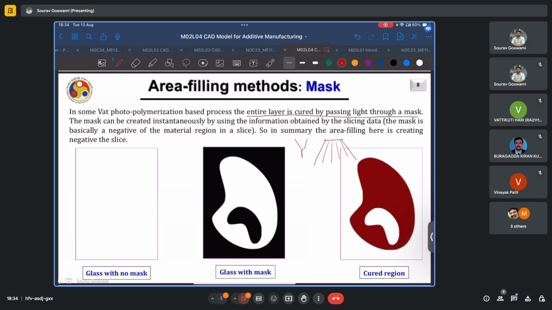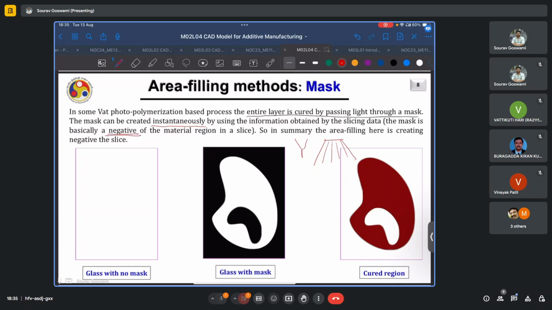Of course, now we should take precautions or necessary steps to avoid illuminating the surfaces which are not required for us. And this is ensured by using a mask. So either the mask can be created instantaneously depending on the requirements of each layer and by using the information obtained from the slicing data, or it can be made beforehand and used in the process. The mask is basically a negative of the material deposited in a slice.